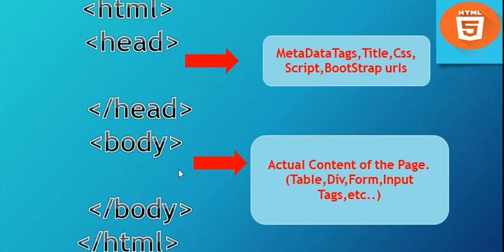As for the body, this is the main actual content displayed on the page. This is the main block. Whatever page we are seeing in web browsers, that is the main content in the body section. The body tag contains tables, divs, forms, input tags, etc. All these tags we will discuss one by one in later sessions.